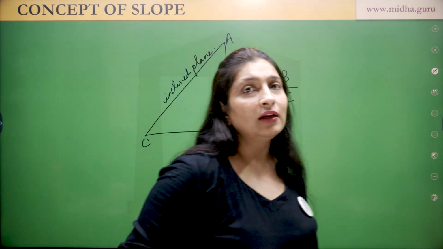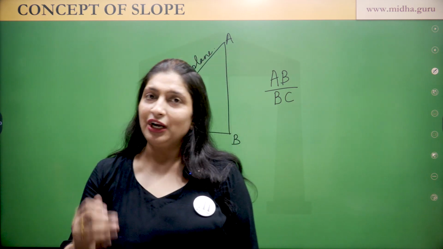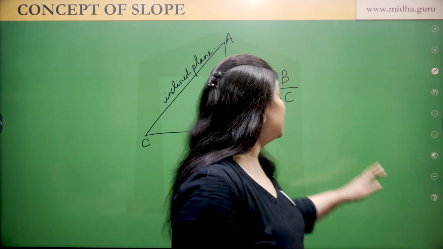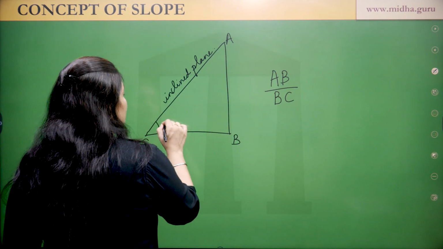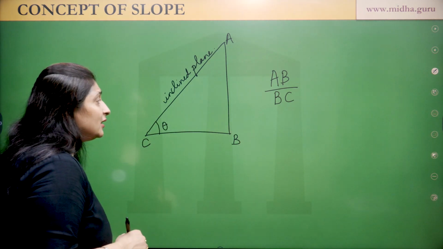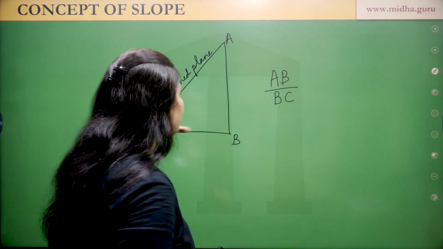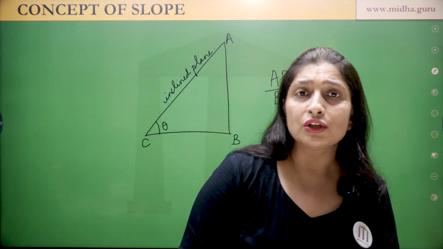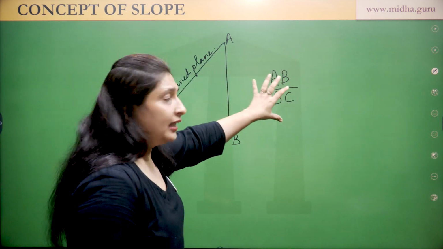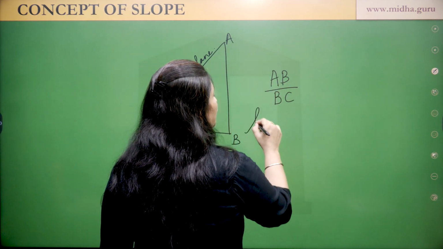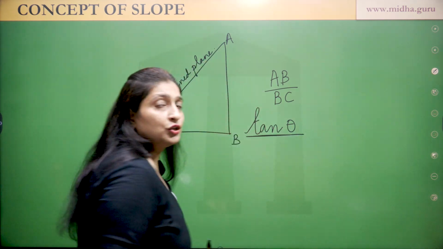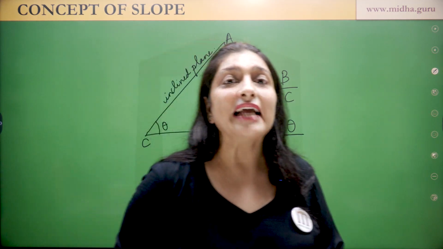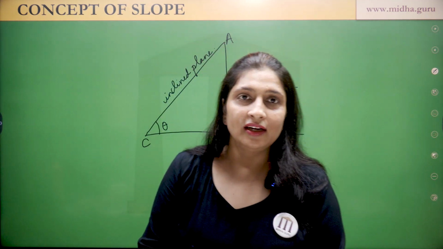Now just recall the trigonometric ratios. This is what? Perpendicular by base. If this is theta, theta is the angle which this plane is making with the horizontal. Then AB by BC is equal to which ratio? P by B. So it will be tan theta. So the slope of an inclined plane is tan of the inclination, tan of that angle.